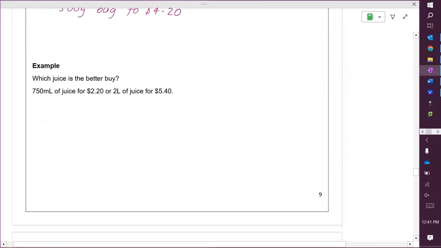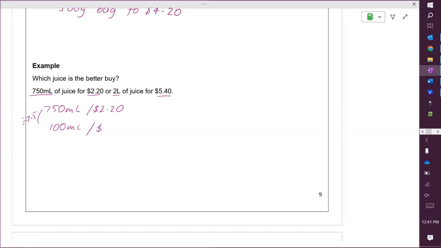So then down here, just another example, which juice is the better buy? 750 ml for $2.20 or 2 litres for $5.40. So you would set it up exactly the same. Again, I'm going to turn this into 100 millilitres. So to do that, I'm dividing by 7.5. That tells me per 100 ml, it's costing me 29 cents.